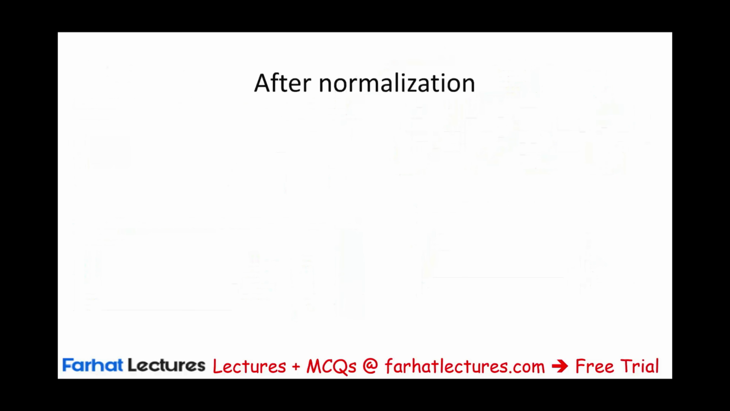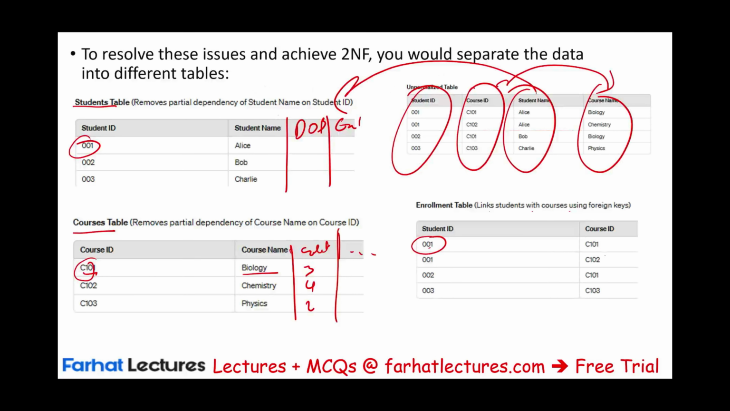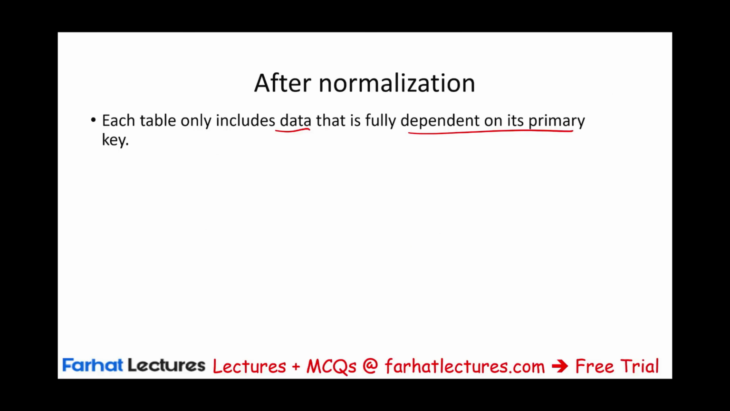So after normalization, here's what's going to happen. Each table includes data that's fully dependent on the primary key. So again, in each table, the student ID, course ID table, each table does what? Each table is fully dependent on its primary key. So that table is about courses. That table is about the student.